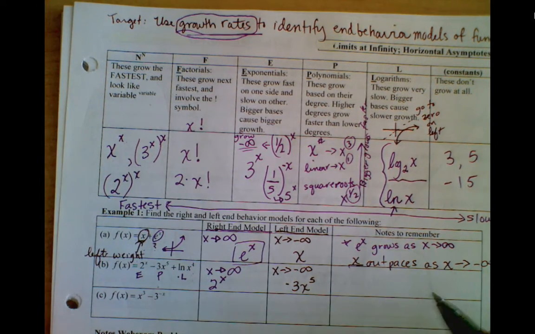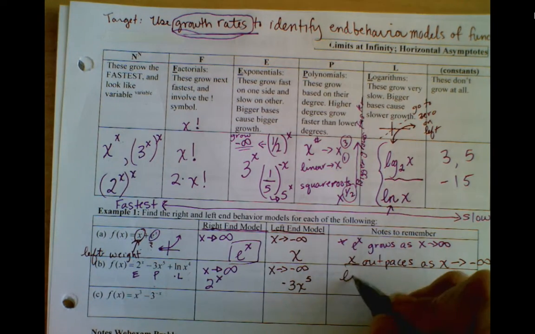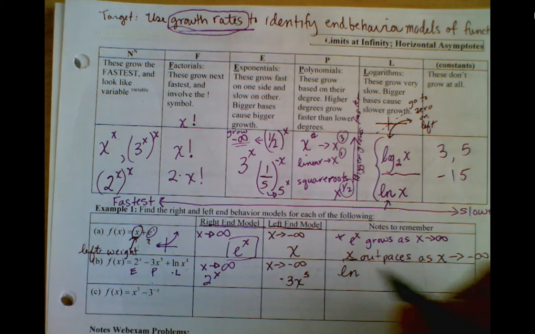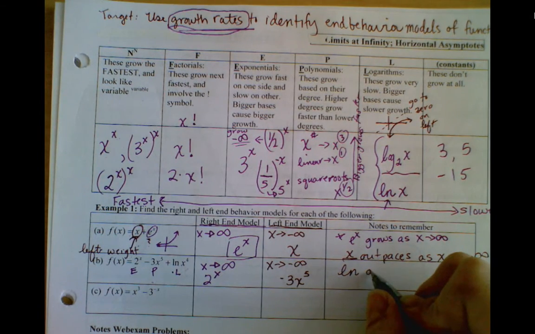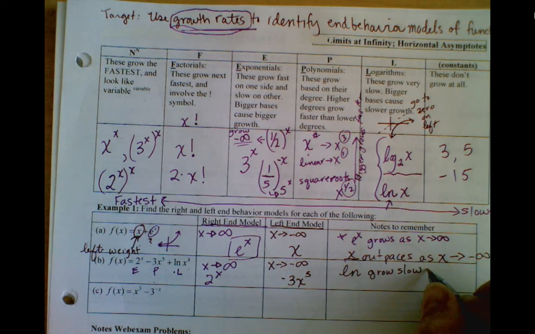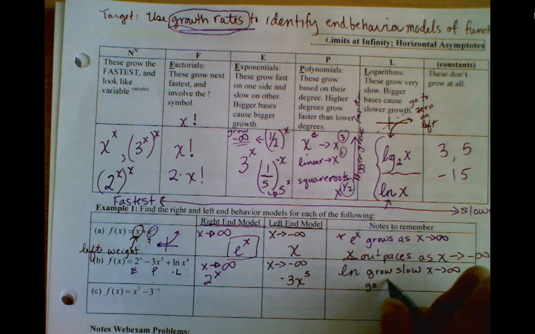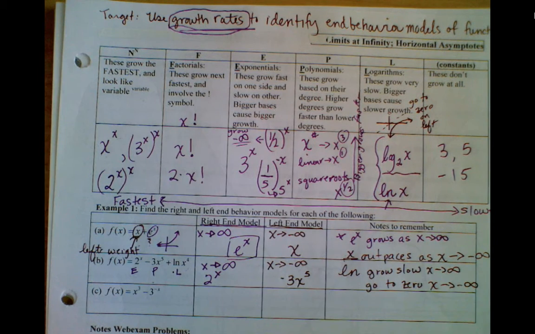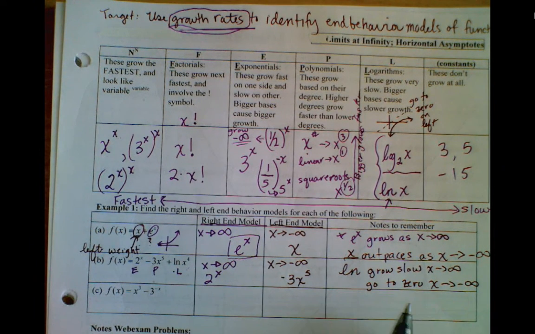Notes to remember: natural logs or logs of any type are going to grow slow as x goes to positive infinity and go to 0 as x approaches negative infinity. In fact, it has some domain constraints, but we'll look at that later.